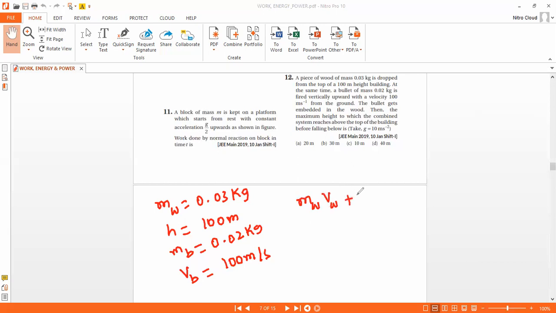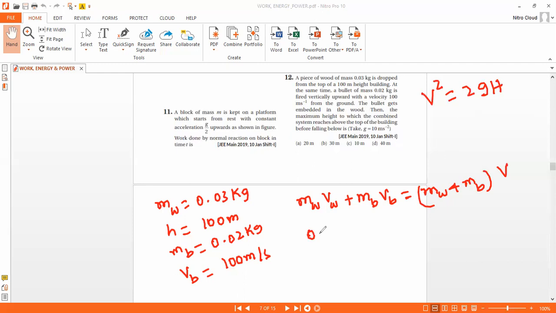Okay, momentum is equal to mass of the wood plus mass of the bullet times the common velocity. So firstly I am finding with what common velocity both the bullet and wood will move, and by using the expression v square equal to 2gh, I'll find the height to which the combined system moves.